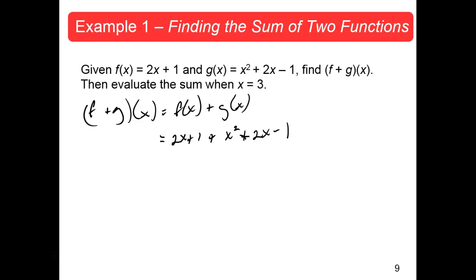So what do we do with this then? Combine like terms. What like terms do you see? x squared has no other term, so we'll just write that down. Plus 4x. Done. There is your sum function.